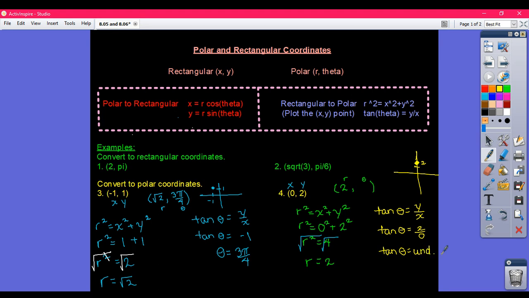And there's actually 2 places where tangent is undefined. So if you look, you're on the positive y-axis. We actually don't even need to solve this part, tangent of theta equals y over x, because there's only one angle on the positive y-axis, and that is going to be at 90 degrees or pi over 2. So that's also the place where tangent is undefined. So anytime it's on the axis, you kind of already know the angle ahead of time.